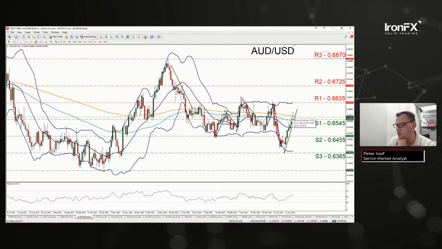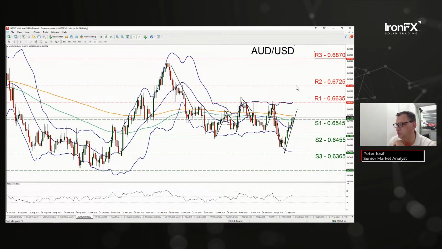Should the bulls maintain control, we set as the next possible target the R1 0.6635, a level which was tested here, actually breached here, tested, breached. So there has been lots and lots of commotion at this level. And that's why we're setting it as the next resistance line.